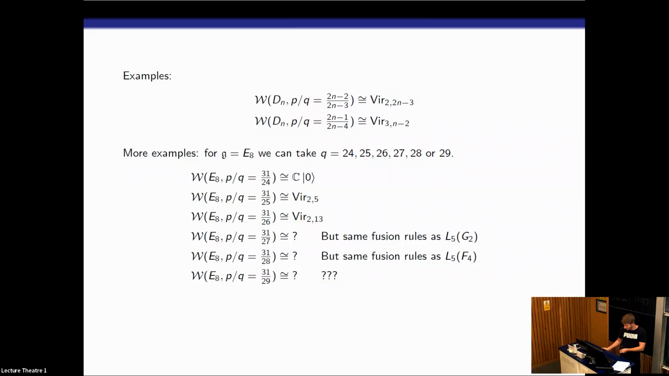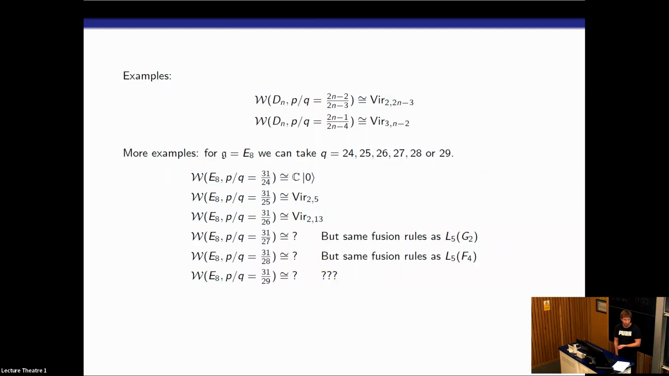Anyway, in type E8, these are all the three denominators where you can easily identify the W algebra just by looking at its asymptotic data. So in denominator 27, for example, I've written a question mark here, but all this means is that we don't necessarily have a description of the vertex algebra in other terms. As of yesterday, Shigenori and I might actually have a description of what it is. But what I can say here is that its fusion rules are the same as those of G2 at level 5, it turns out.